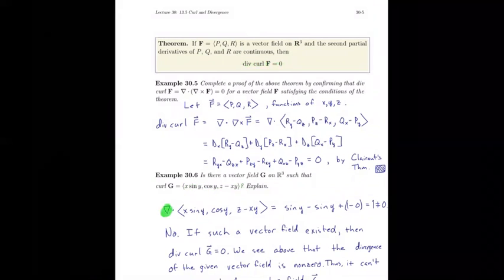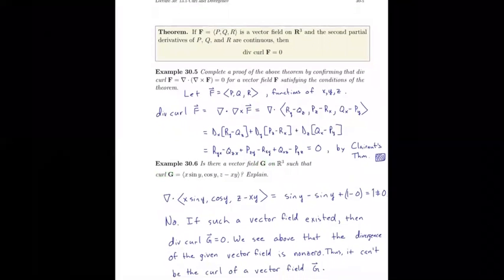We're going to find the divergence of what would have been the curl of G. Now this has to be 0 if there was such a vector field G whose curl was equal to this. And let's check then. So that's thanks to this theorem here. Now, the divergence of this is, well, partial with respect to x gives us sine y, partial with respect to y gives us negative sine y, partial with respect to z gives us 1 minus 0. So this adds up to 1, which is non-zero. So this is not satisfied.